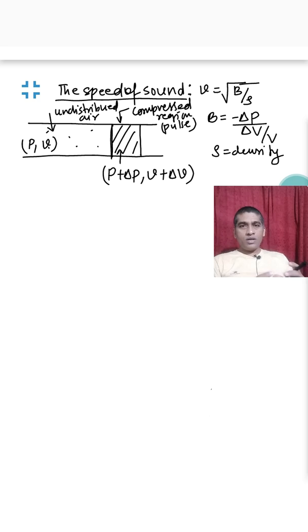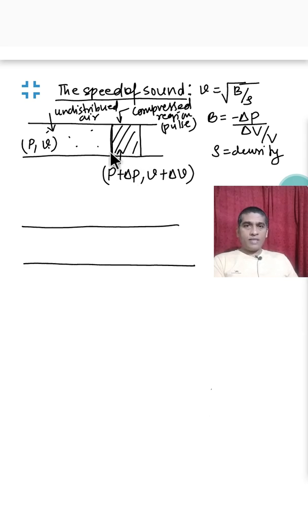Now we choose a reference frame in such a way that the pulse is at rest. Now let me draw the tube. So this is actually the same tube. For convenience, I'm taking this tube to show exactly how the air particles are moving. So this is a pulse.